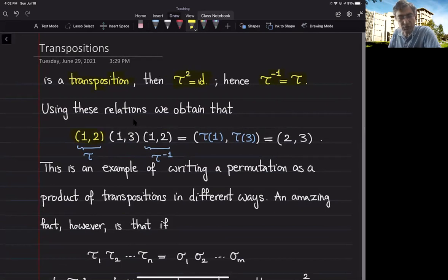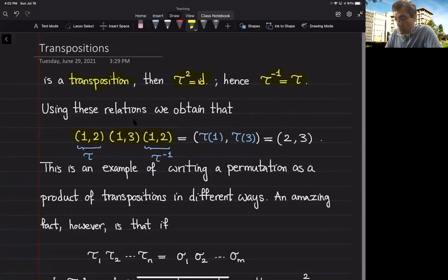I'm going to conjugate the transposition (1 3) by the transposition (1 2). That means I'm going to look at the product of (1 2), (1 3), and tau inverse, which is again (1 2).